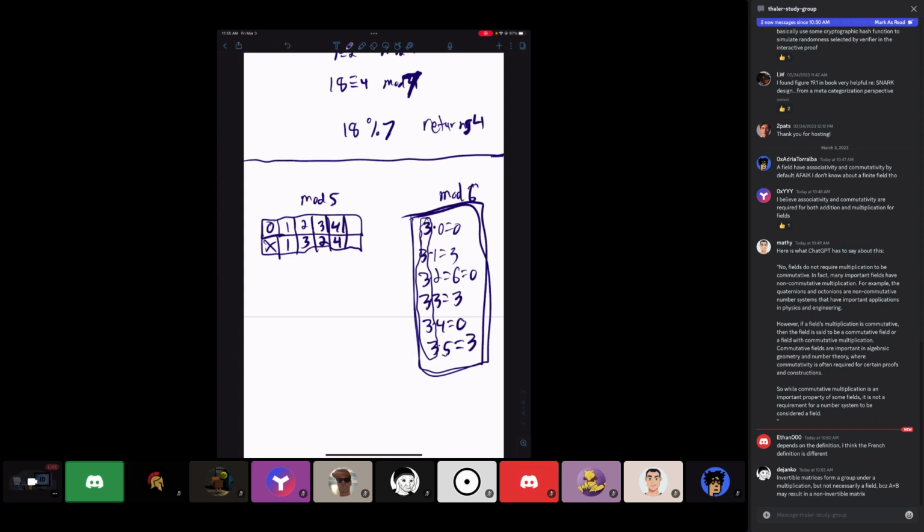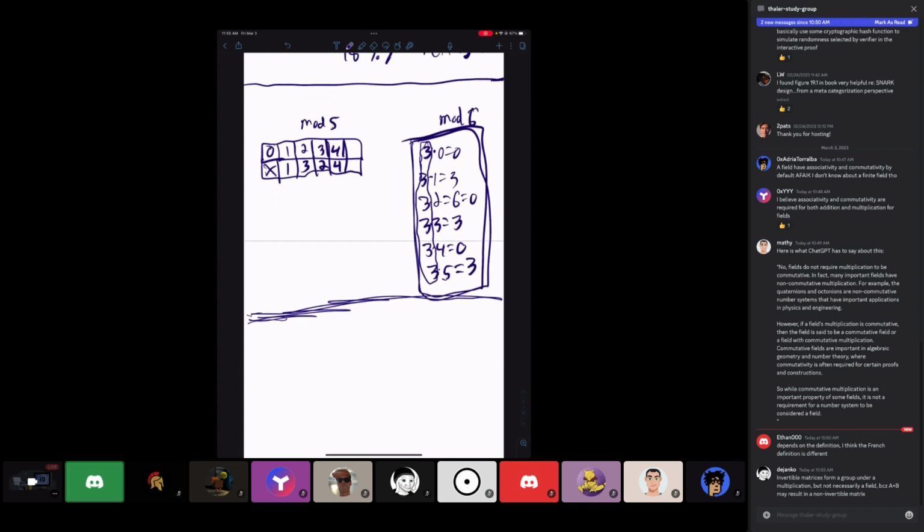That is all you need to know for this entire study group about finite fields. So I will pause here, see if anyone wants to ask another question and embarrass me again.